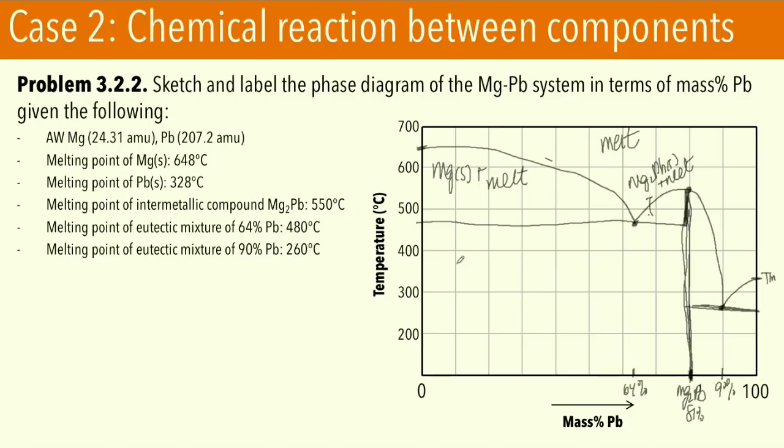In this region over here, we have just magnesium solid plus magnesium 2 lead. And in this region over here, you actually have the same thing: magnesium 2 lead solid plus melt. This part over here is your lead solid plus melt. And this region over here, the bordering phases, you have lead solid plus magnesium 2 lead solid.